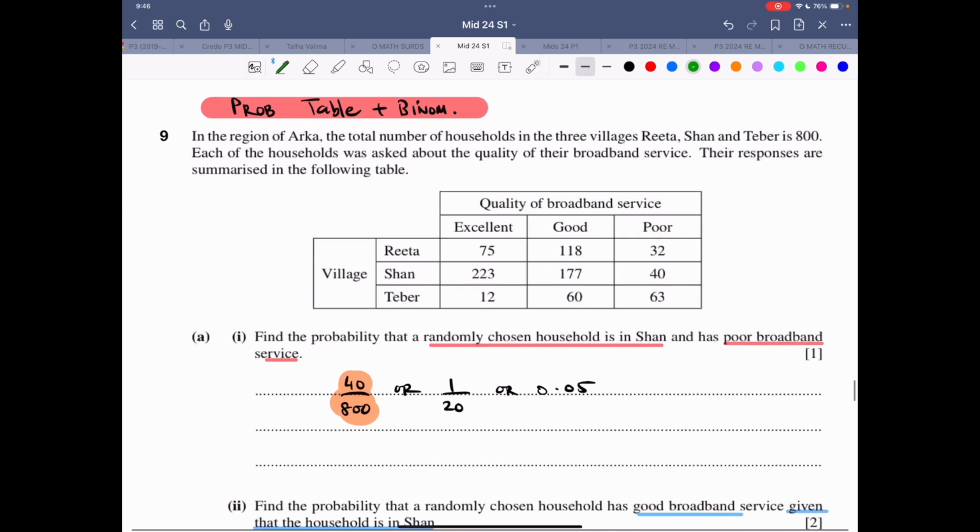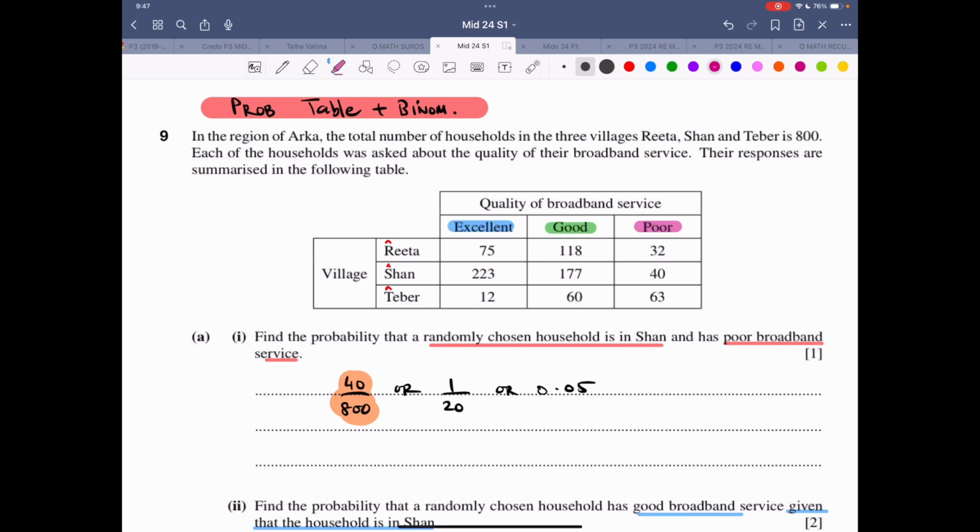Question number 9. It says in the region, the total number of households in 3 villages are R, S and T. So always make a habit of just focusing on the first alphabet when we are dealing with a lot of names: R, S, and T. Each household was asked about the quality of their broadband service. The result was summarized as follows. So there were 3 kinds of broadband services. It could have been excellent, it could have been good, it could have been poor.